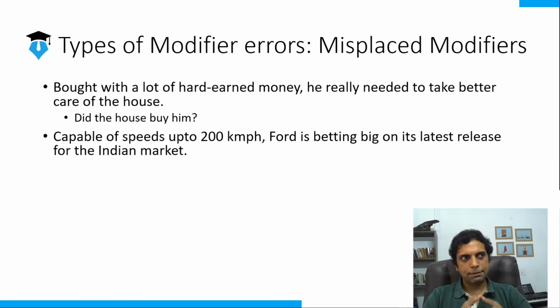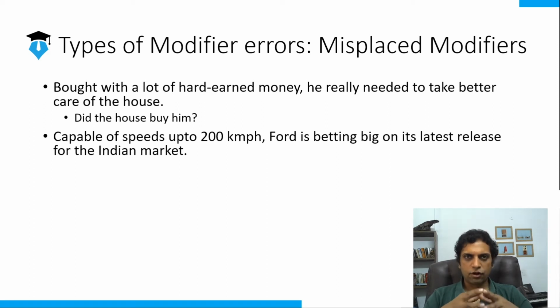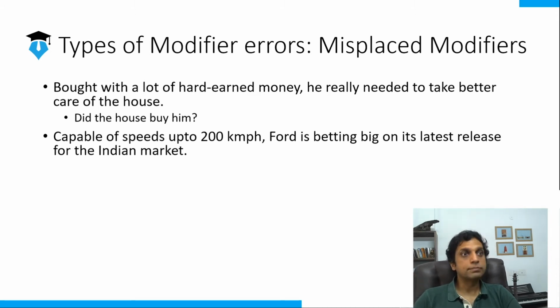Another example, capable of speeds of up to 200 kilometers an hour, Ford is betting big on its latest release for the Indian market. So what exactly is capable of speeds of up to 200 kilometers an hour? Is it the company? Companies can't run, I would hope. Or is it the car? The latest release being referred to. It's the car, right? The problem is the modifier is right next to Ford.